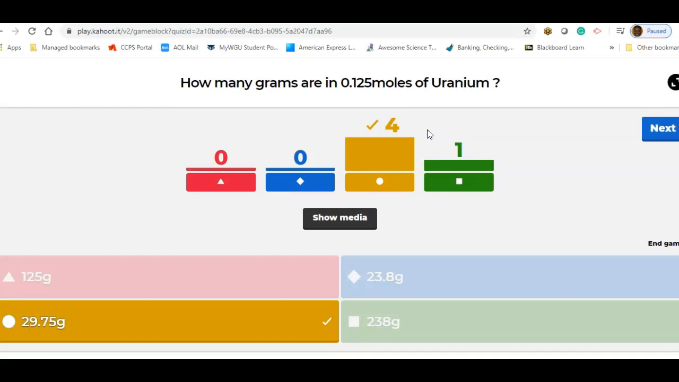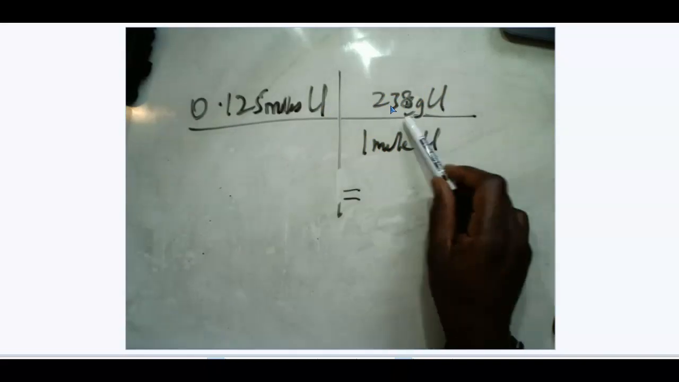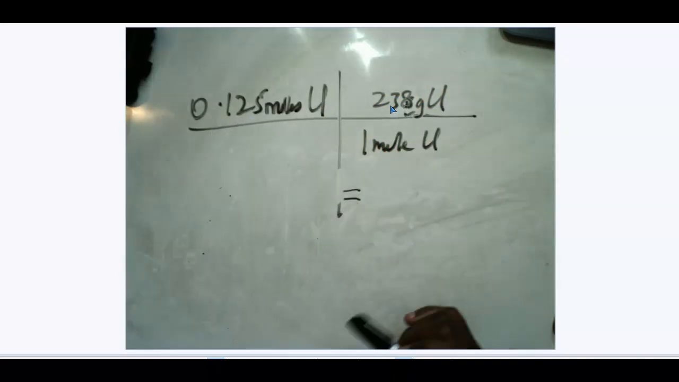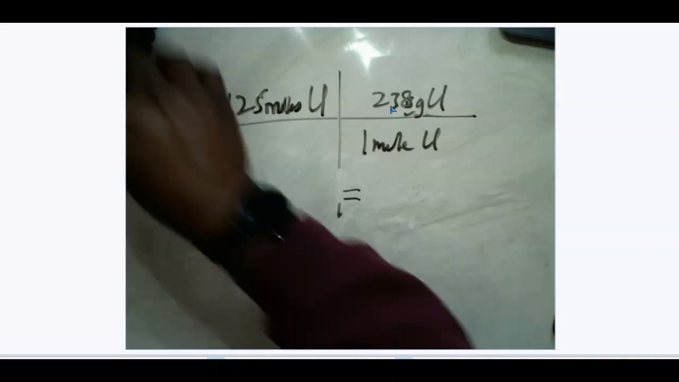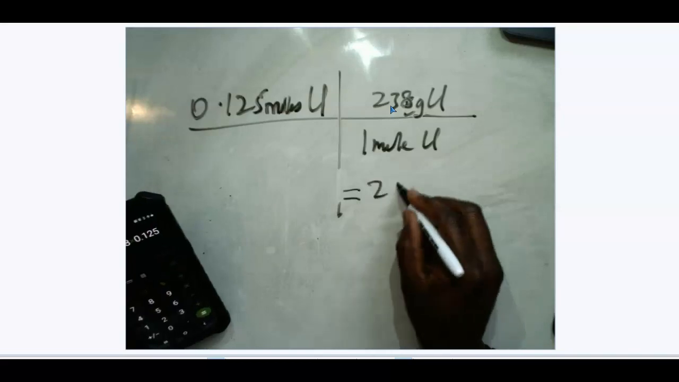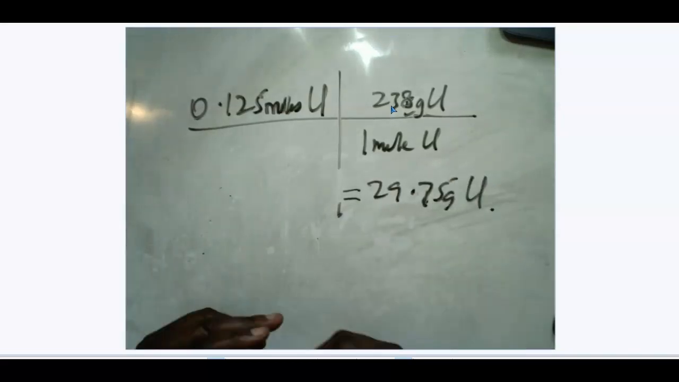Right, that was great. All you have to do is just multiply 0.125 moles of uranium, 1 mole of uranium at the bottom, the grams of uranium at the top. So 0.125 times 238 will give us the answer. That will be 29.75 grams of uranium.